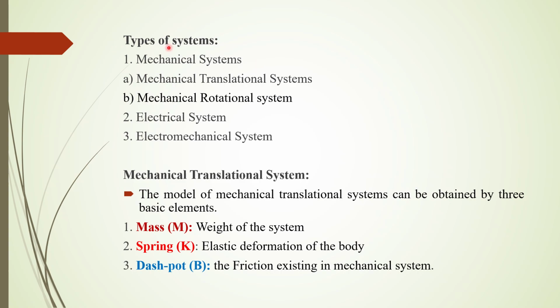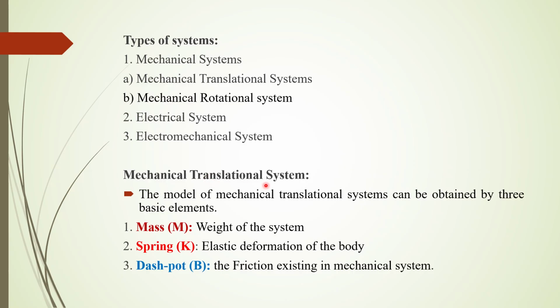Types of systems. Mainly there are three types of systems. One is the mechanical system. Under that, mechanical translational system and mechanical rotational system. Second one is the electrical system. Third one is the electromechanical system, which means a combination of electrical and mechanical.